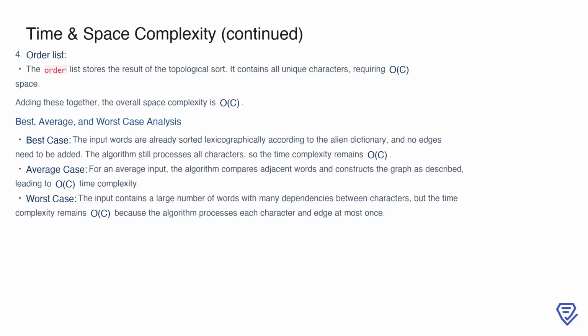We can also evaluate the algorithm for different cases. In the best case, the input words are already sorted lexicographically according to the alien dictionary, so no edges need to be added. However, all characters are still processed, keeping the time complexity at C. In the average case, adjacent words are compared, and the graph is constructed as described, resulting in C time complexity. Finally, in the worst case, there are many dependencies between the characters, but the algorithm still processes each character and edge at most once, so the time complexity remains C.